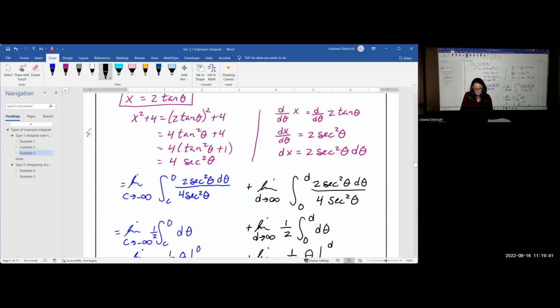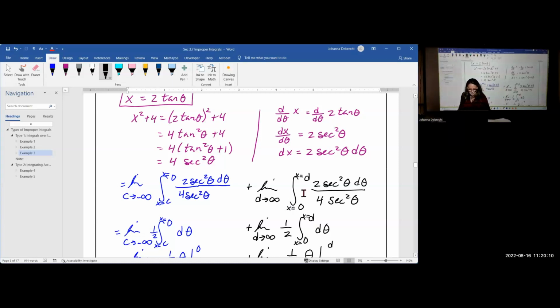Now I said that you need to keep in mind that the actual limits of integration are x values. So to make sure that you remember that, what you should be writing here is x equals c and x equals 0 on each one of these to remind you that you cannot replace theta with those values. These are x values only. So x equals 0 and x equals d.